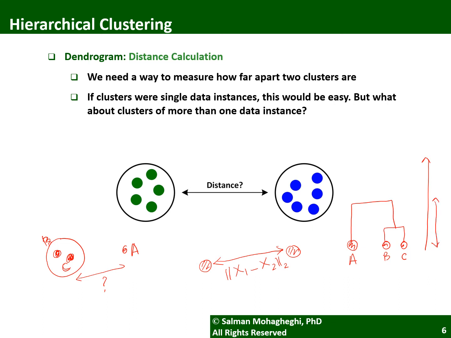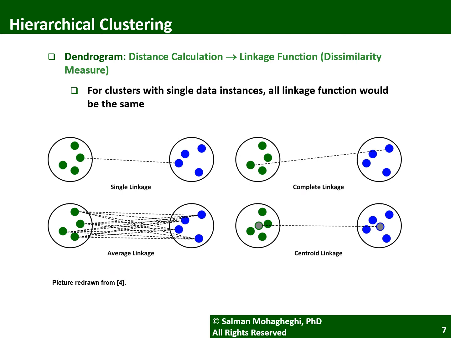That's something that we have to address when it comes to hierarchical clustering. And actually, there are several approaches for that. These are known as the linkage function that give us a measure of dissimilarity between different data instances. There are several approaches that we can basically use to calculate the linkage or the dissimilarity between two clusters. One of them is the single linkage, which I'm showing here. Single linkage is basically the smallest pairwise distance between elements of each cluster.